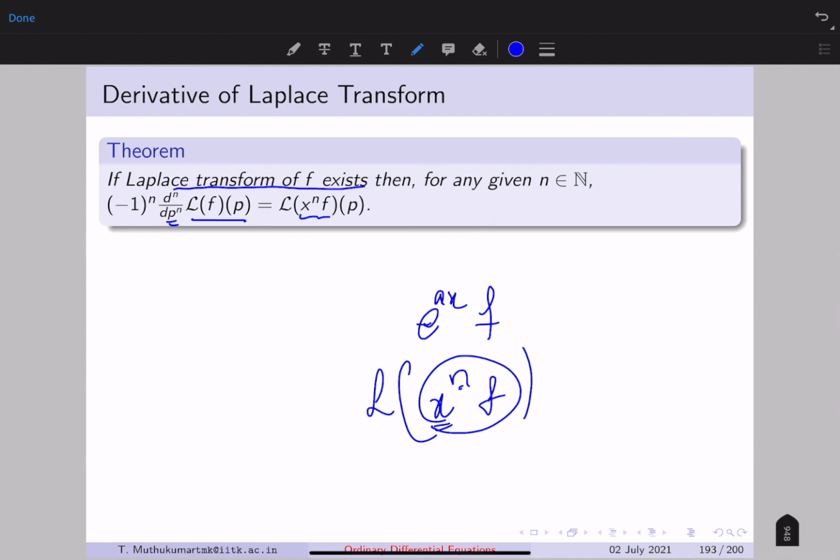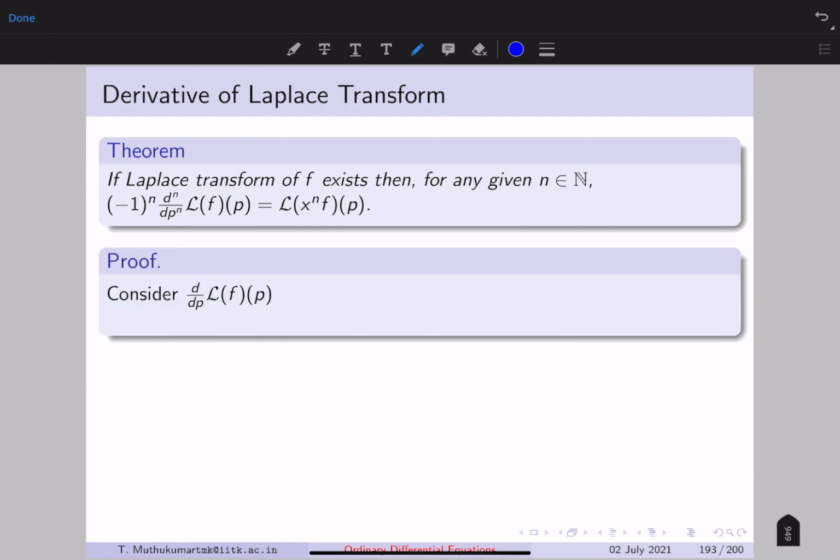So that's the derivative of the Laplace transform. If the Laplace transform exists, then the nth derivative is nothing but the Laplace transform of f multiplied by x power n. So let us look at the proof of this result.